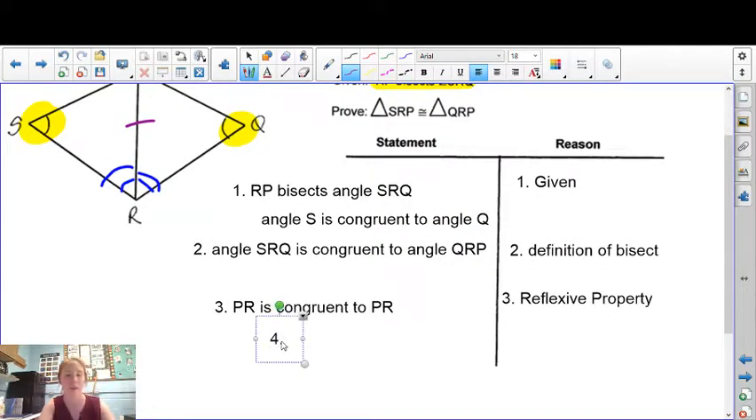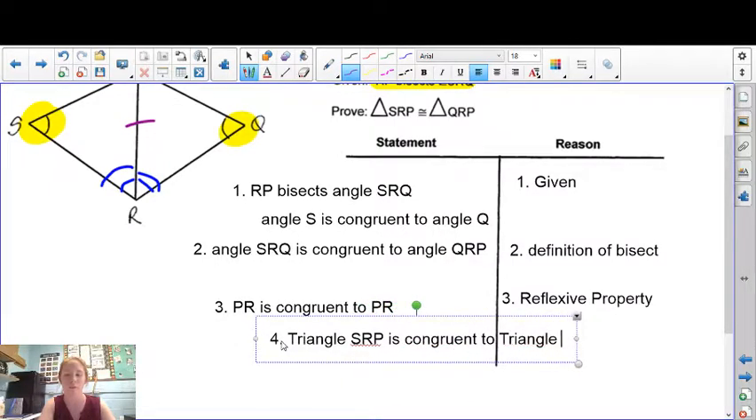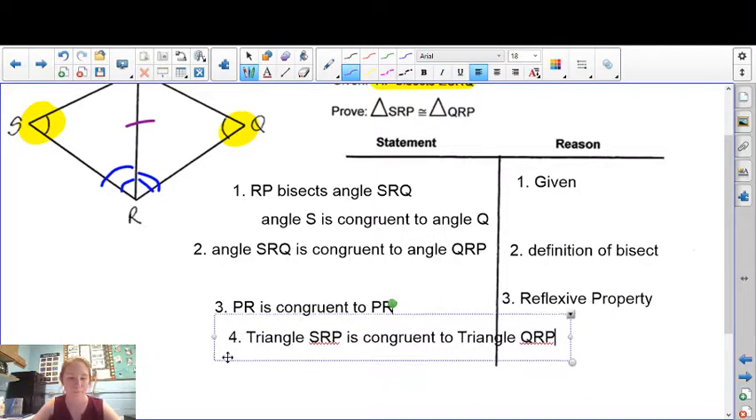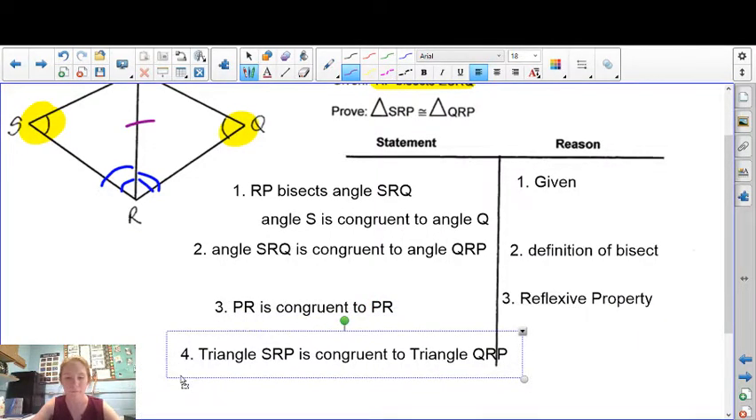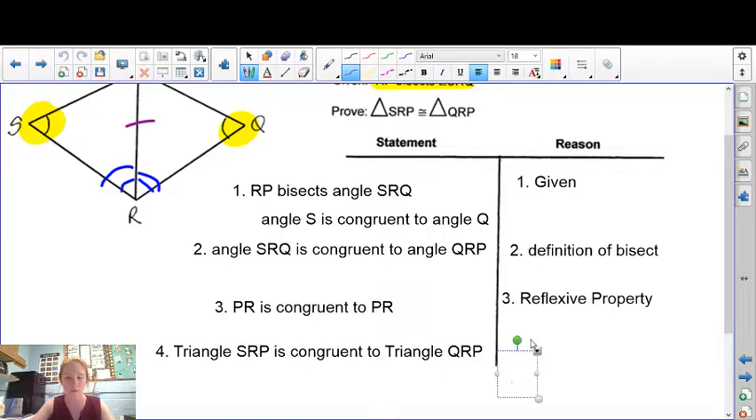Step number 4, we have all of our stuff. So triangle SRP is congruent to triangle QRP. And what's his reasoning? Well, his reasoning is side, angle, angle, side.